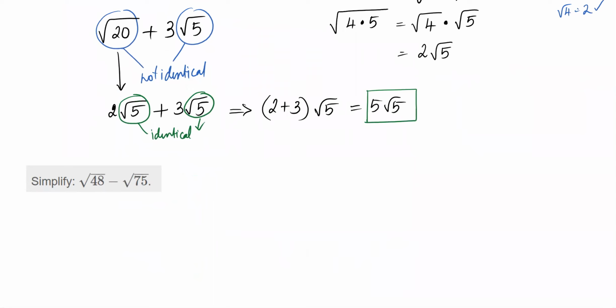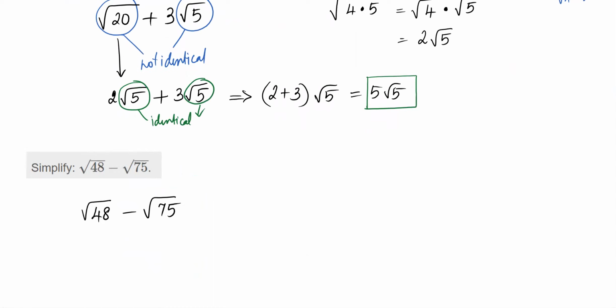So let's look at this one. Square root of 48 and square root of 75, well, they both do not look identical, right? But we're going to scan and see if we can split them into 2 numbers, one of them being the highest root, okay? So for this, you really need to use your calculator. Okay, and here's the trick.